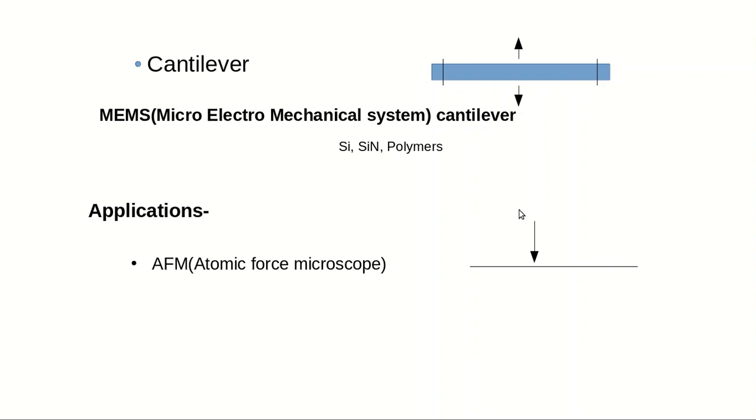At such a small scale, the distance between this needle and the surface must not exceed 1 nanometer. So at such a small scale we need something which is very small, so we can use the MEMS cantilever, that is, the micro electromechanical system cantilever. Also we can use such cantilevers in biosensors. As I mentioned earlier, this will reduce our system size and also the cost.